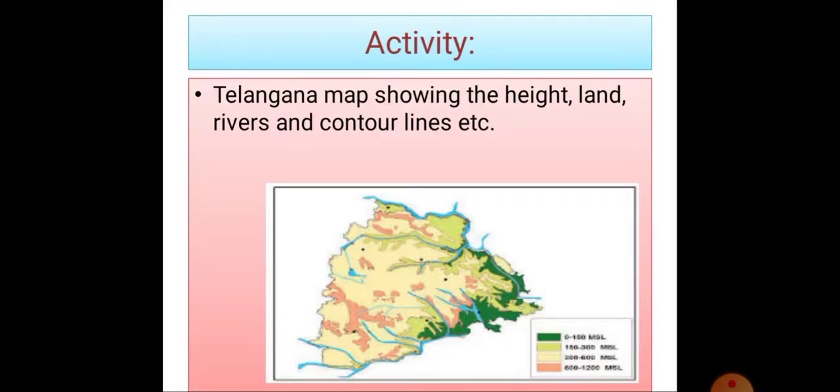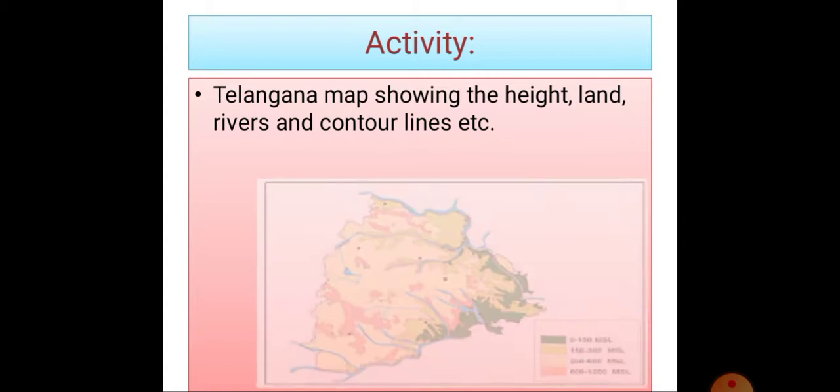Now, a quick activity. What I would want you to do is the Telangana map. There's a Telangana map showing the height, land, rivers, and contour lines, etc. It depicts the different colors as well. See if you can see that. Blue color shows where the rivers are, green is the forest area, greenery, and then cultivated land, and the land which is empty.